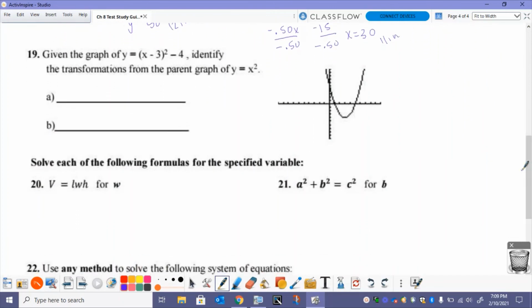All right, number 19. Given the graph, identify the transformations from the parent graph. Remember, our parent graph always starts at a vertex of 0, 0, so right in the dead center. So the question is, how do we get from that vertex to our new vertex? How do we get from here to here? Well, we had to go to the right, and we had to go down. So that means we have a horizontal shift right.